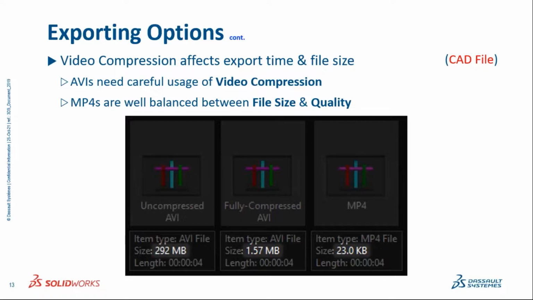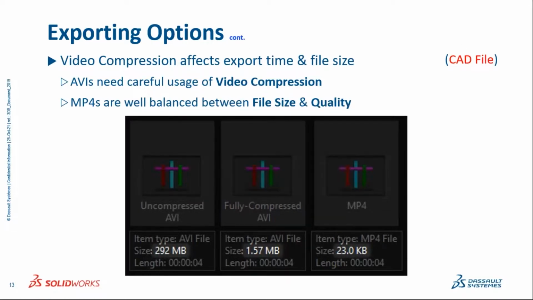So, for example, you've got three images over here: the uncompressed file in the AVI file format, the fully compressed file in the AVI file format, and the MP4 file. MP4s actually don't have video compression, it's only in AVI right now in SolidWorks. So in AVI, you have the option to choose the video compression as you like, and I'm going to show it to you in a second. But in MP4s, it's already well balanced between the file quality and the file size. So let's check this out.